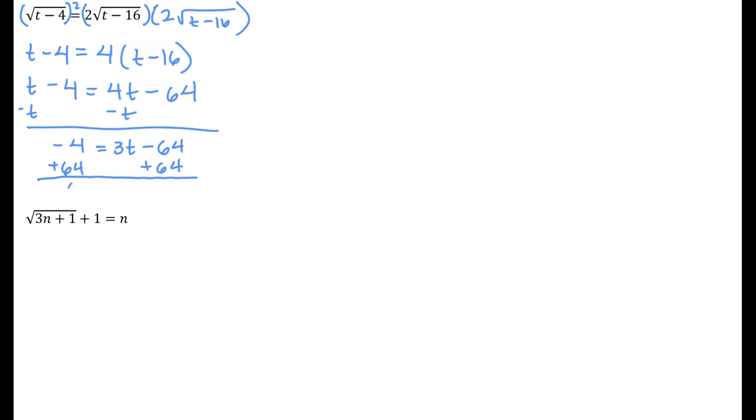Here, negative 4 plus 64 will give me 60. And on the right-hand side, I'm left with 3t. So I need to divide both sides by 3. 60 divided by 3 is 20. So I get 20 equals t. This is a radical equation.